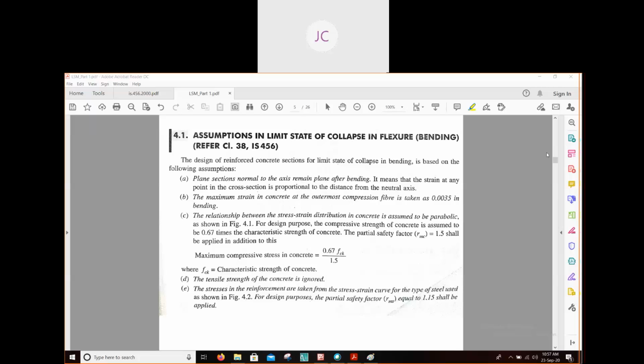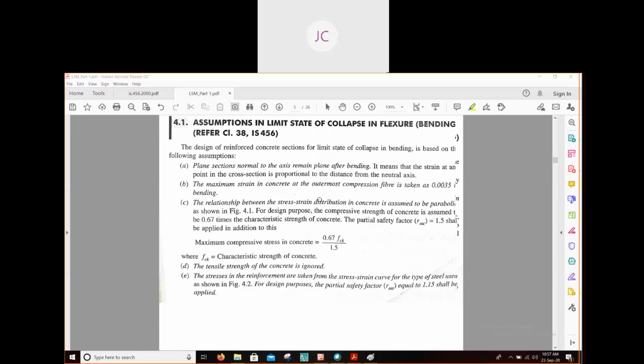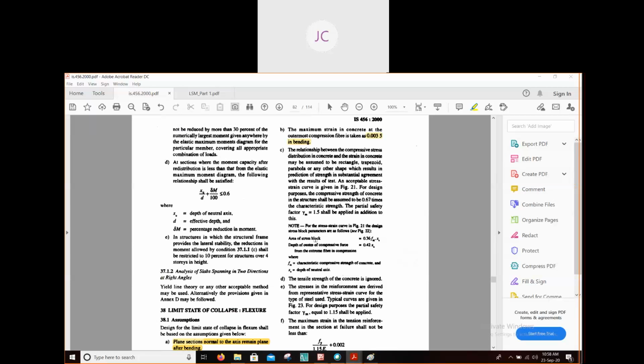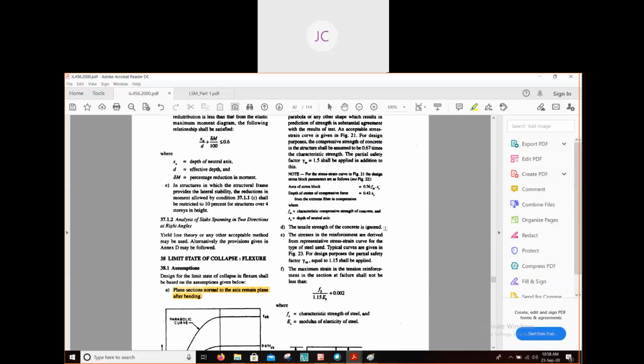Please explain point number D. Yes, the tensile strength of concrete is ignored. Just like the previous working stress method, the tensile strength of the concrete is ignored. That means the entire tensile stresses will be carried by our steel and none by concrete.